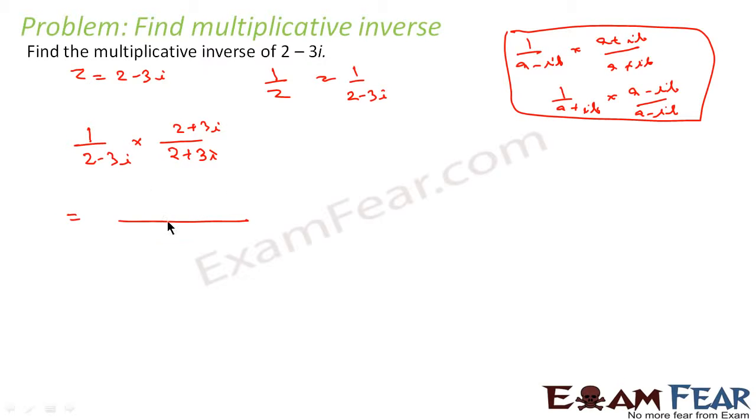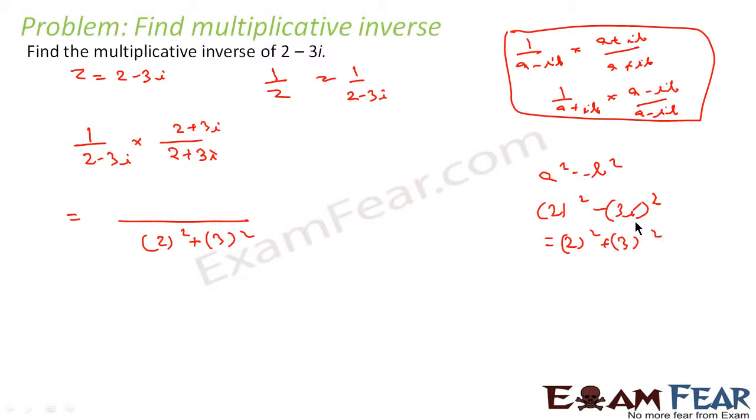So what we get is 2 minus 3i into 2 plus 3i. That becomes 2 square plus 3 square. Why does it become 2 square plus 3 square? a plus b into a minus b is equal to a square minus b square. So this should be equal to actually 2 square minus 3i square, which is nothing but 2 square plus 3 square, because i square is minus 1. So that's why we have got this. So this becomes 2 plus 3i divided by this. If you expand this, 2 square, that is 4, plus 3 square, 9, is equal to 13.